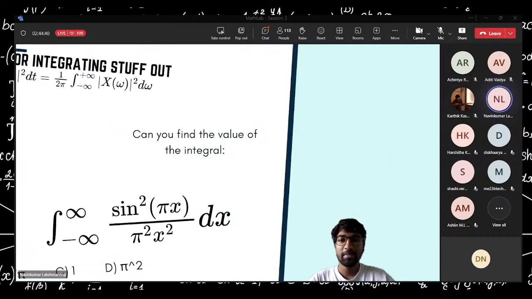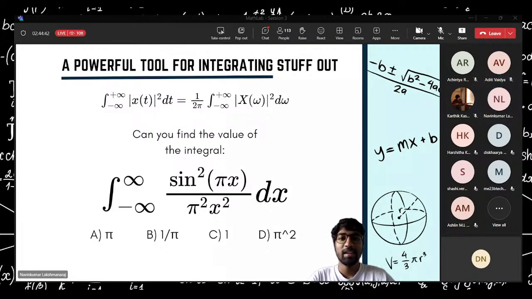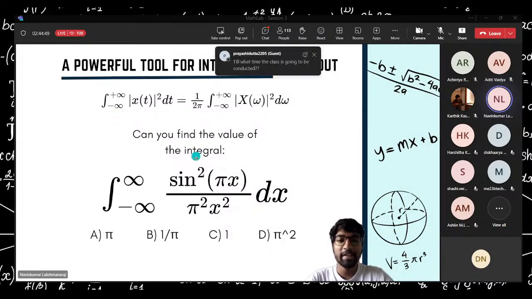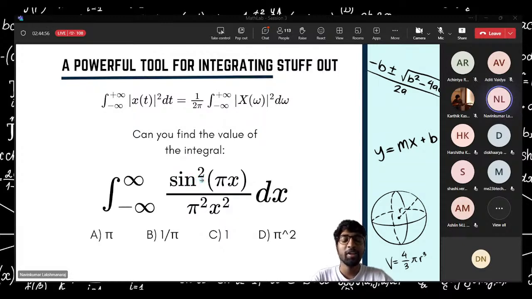So, for example, we'll have a poll here. Using Parseval's identity, which is shown here, can you find the value of the integral from minus infinity to infinity of sine squared pi x by pi squared x squared dx? Now, if you go on actually computing this using standard means, it will take a lot of time. But if you use the fact that the Fourier transform of the rectangular pulse is the sinc function and use the identities given above, then it will be pretty easy for you. So chat mods, please put up a poll.